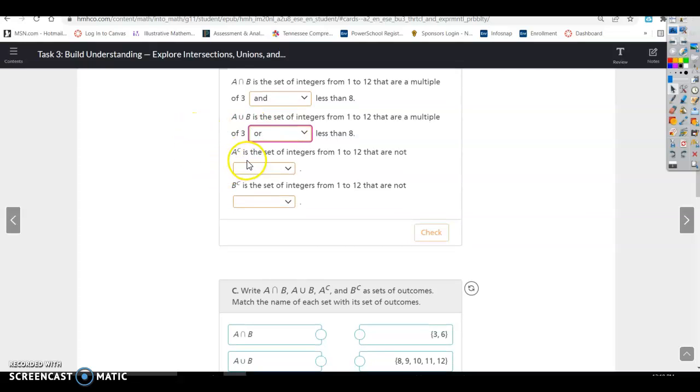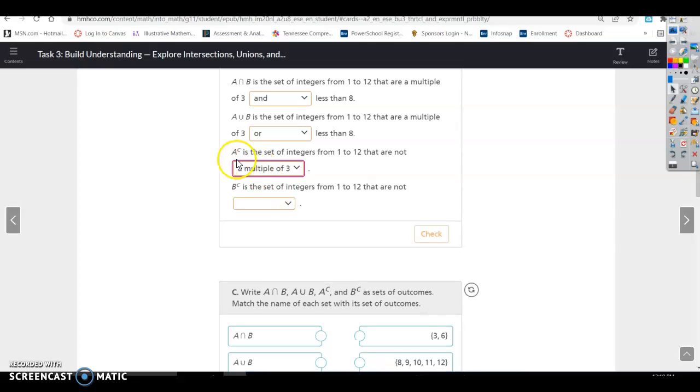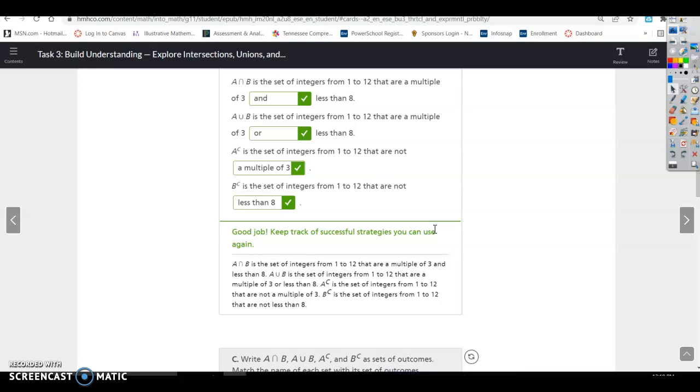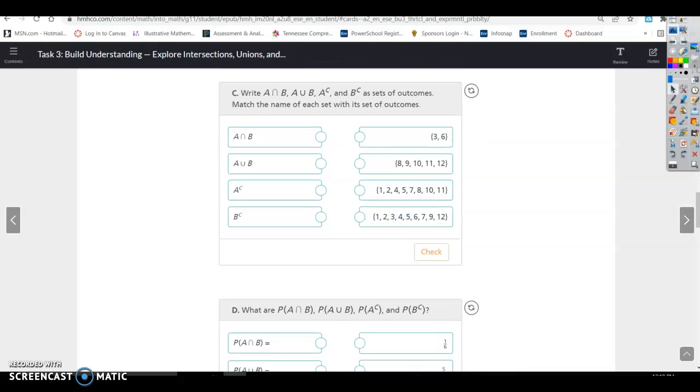All right, so A complement is the set of integers from 1 to 12 that are not a multiple of 3. Because remember, set A is a multiple of 3. We're looking for the complement, which are not a multiple of 3. And then the B complement is the set of integers from 1 to 12 that are not less than 8. All right, so write A intersect B, A union B, and A complement and B complement as sets of outcomes. Match the number in each set with its set of outcomes.